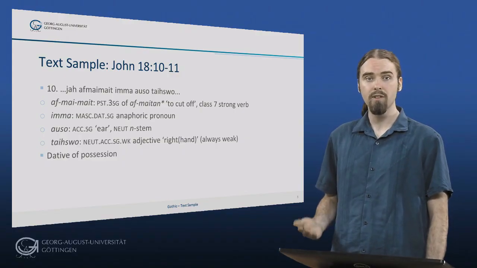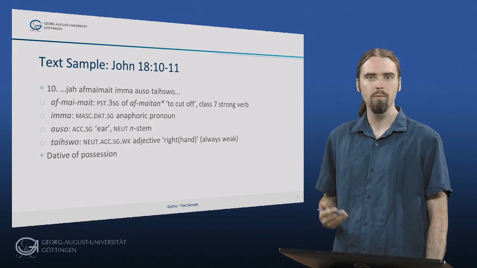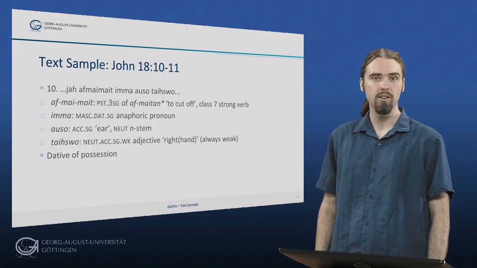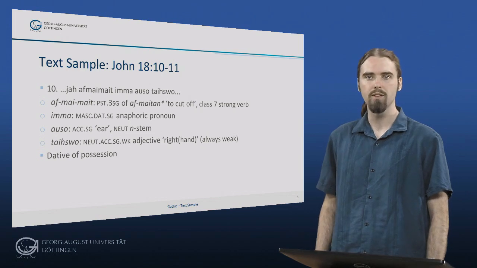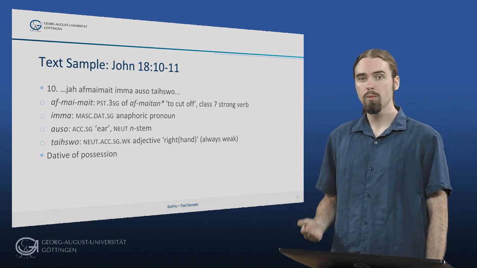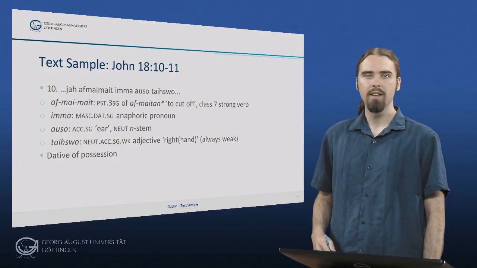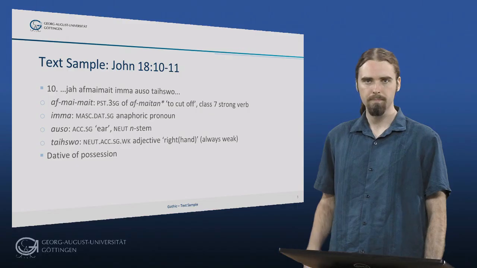Here we find a class 7 past tense strong form of afmemet, "cut off." The reduplication in the past tense tells us that the verb belongs to strong class 7. Note also that the reduplicant stands in between the root met and the preverb af, and that the primary stress falls on the verbal root.